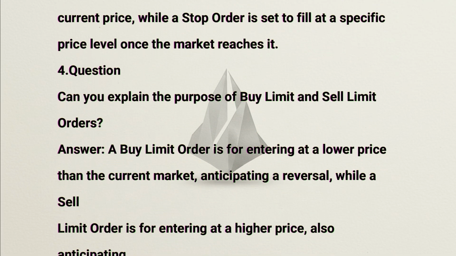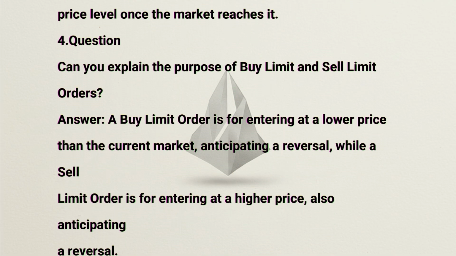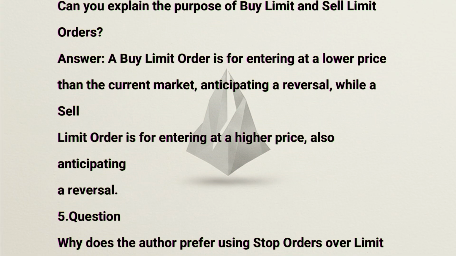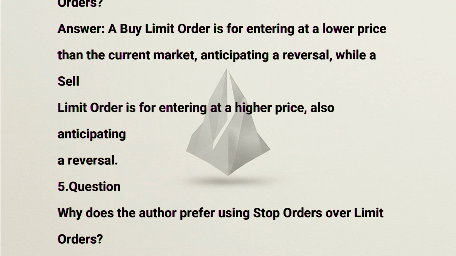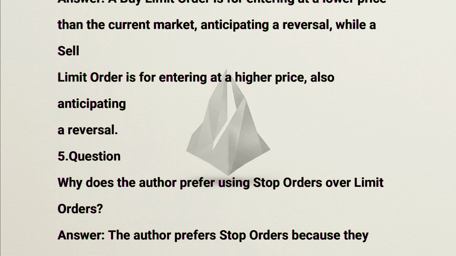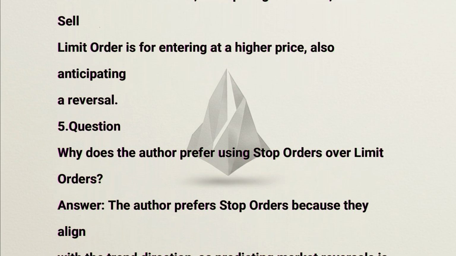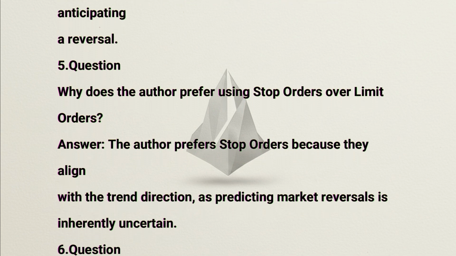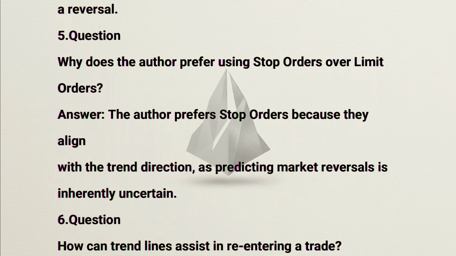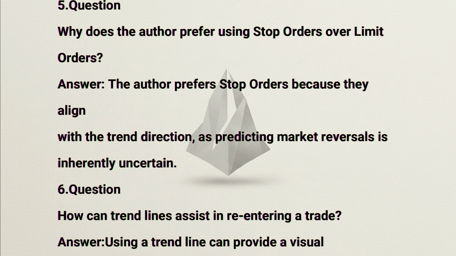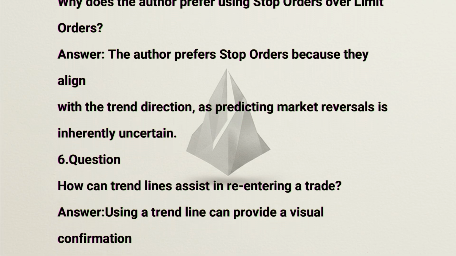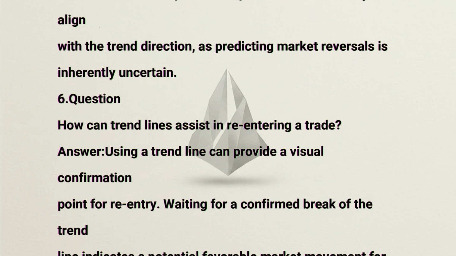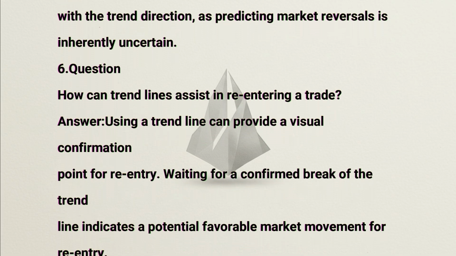4. Question: can you explain the purpose of buy limit and sell limit orders? Answer: a buy limit order is for entering at a lower price than the current market, anticipating a reversal, while a sell limit order is for entering at a higher price, also anticipating a reversal. 5. Question: why does the author prefer using stop orders over limit orders? Answer: the author prefers stop orders because they align with the trend direction, as predicting market reversals is inherently uncertain.